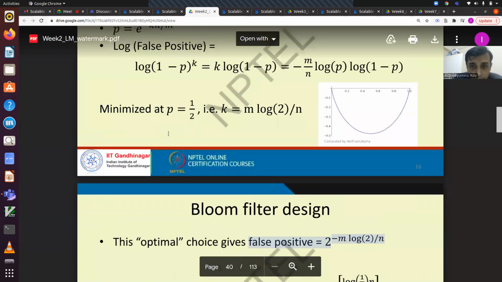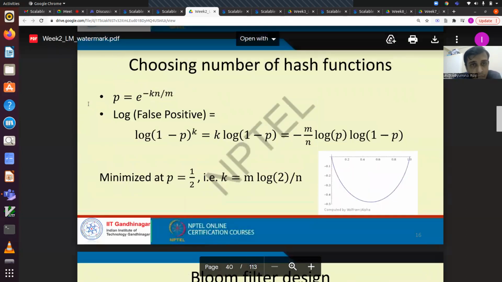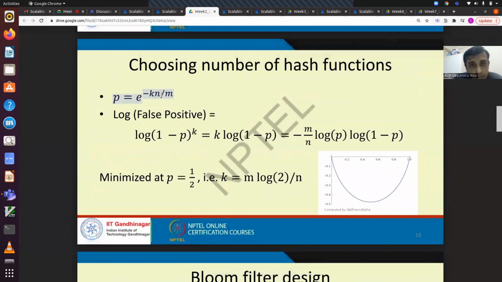Sir, I am writing the formula. P equals e to the power minus K N by M. Right, okay. So here we have K and we have N, and you can replace. So try putting it in this formula, maybe. What are you saying? Number of hash functions. So K is the number of hash functions.